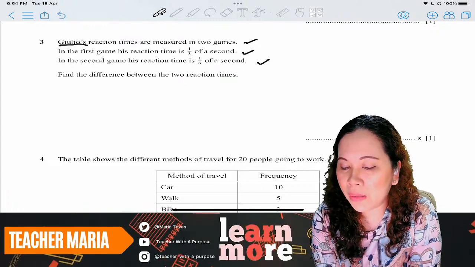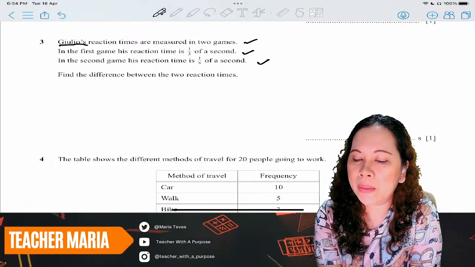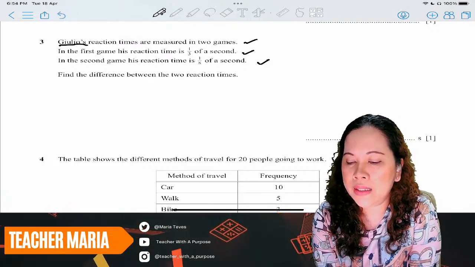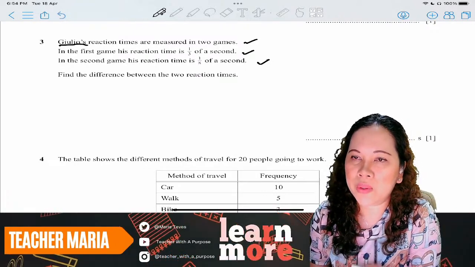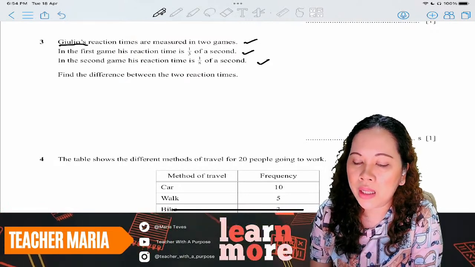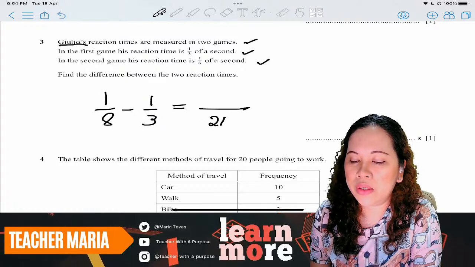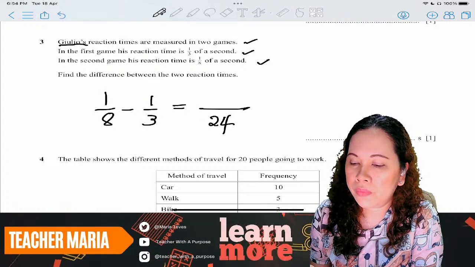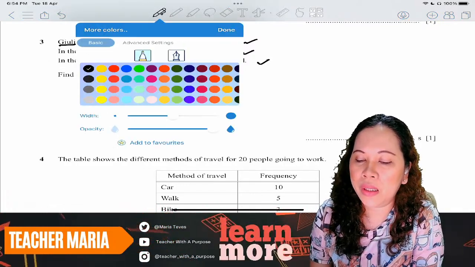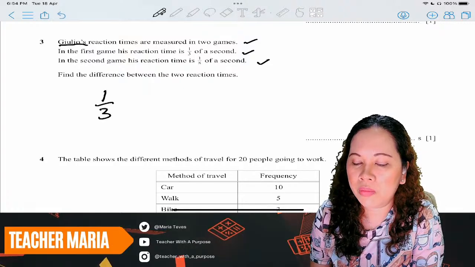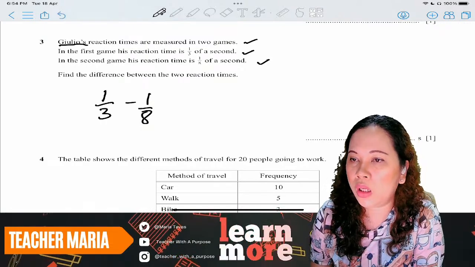So in the first game, his reaction time is 1/3 of a second. In the second game, his reaction time is 1/8 of a second. Find the difference between the two reaction times. So since you are asked for the difference, this will be 1/8 minus 1/3. Common denominator will be 24. Sorry, the bigger number first: 1/3 minus 1/8.